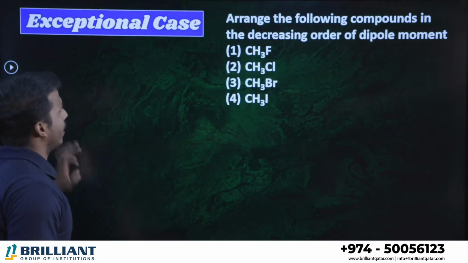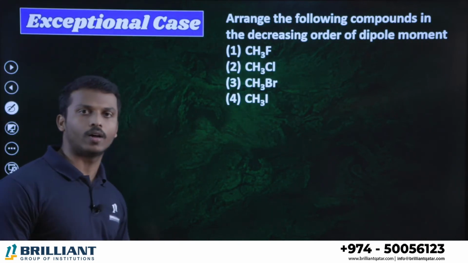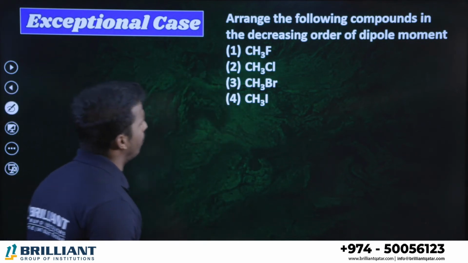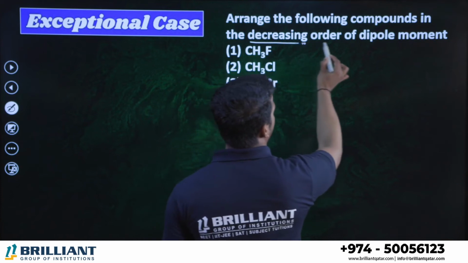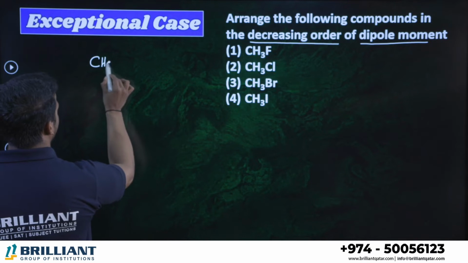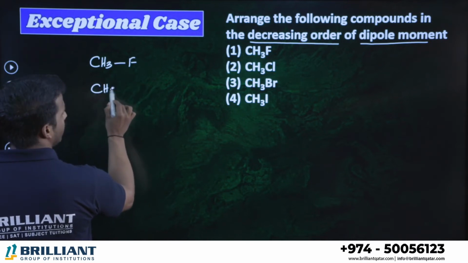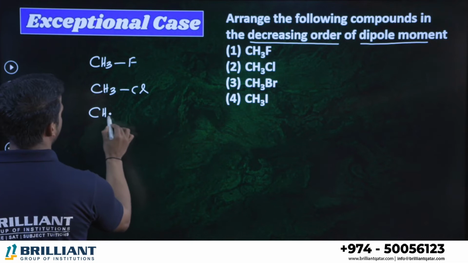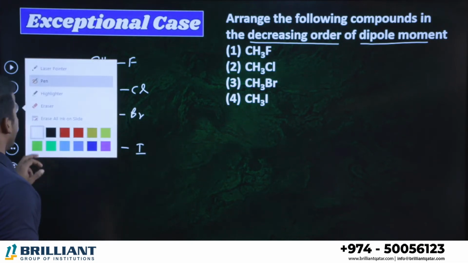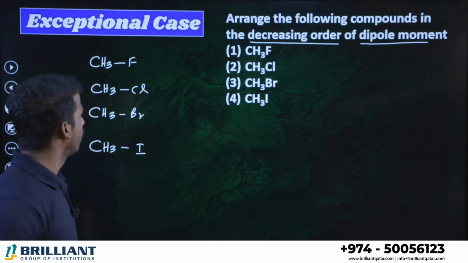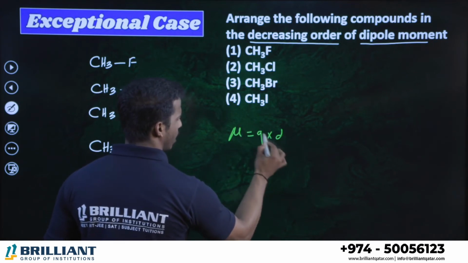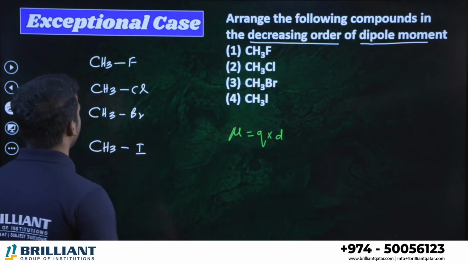Okay, let's go to the next one. There is an exceptional case we are going to discuss here. Arrange the following compounds in the decreasing order of dipole moment. What are the species given here? CH3F, methyl fluoride, CH3Cl, methyl chloride, CH3Br, and CH3I, methyl iodide. The question is, we have to compare the dipole moment. We know dipole moment is equal to Q into D, charge into internuclear distance.